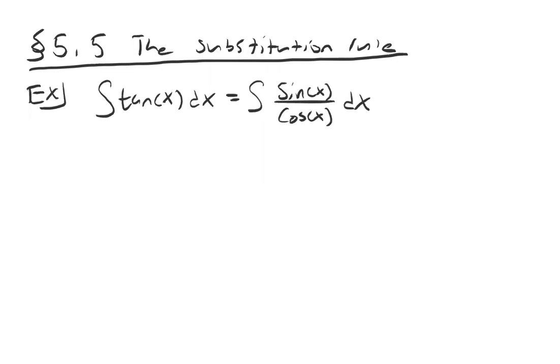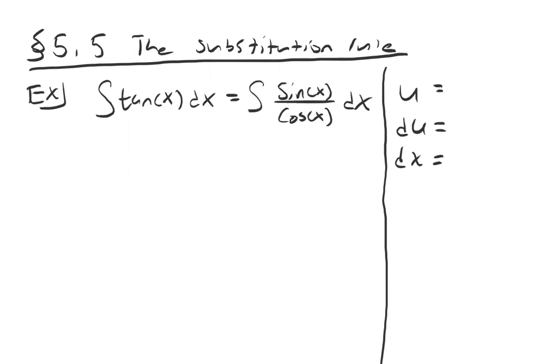Now, do I see something here and its derivative also? The answer is yes. The derivative of sine up here is cosine down here, or I could also have the derivative of cosine being negative sine. So it just depends on which one I pick for u. We're going to figure out what u, du, and dx are.